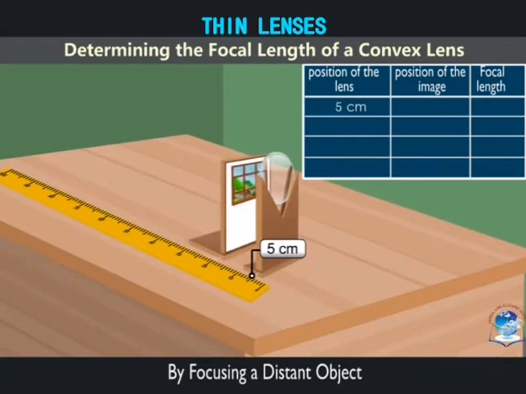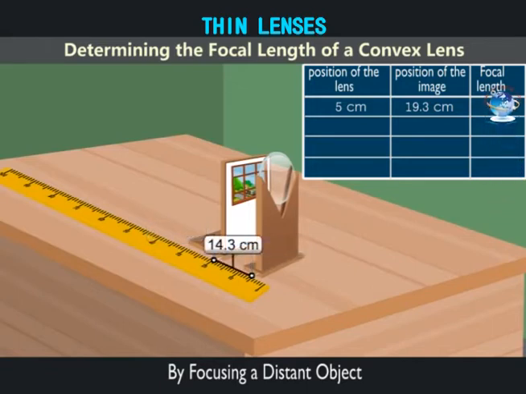Note the position of the screen on the meter rule. It's 19.3 centimeters. And that means the distance from the lens to the image is 19.3 minus 5, which is 14.3 centimeters. This is the image distance, which is also the focal length. Recall that light rays from infinity converge at the focal point.